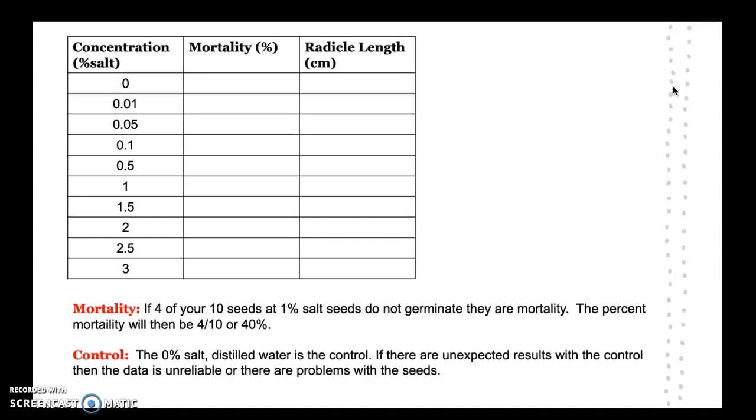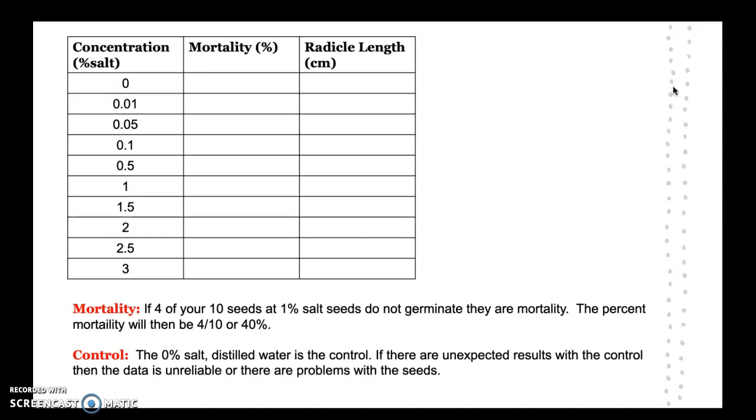Now, the other two things you're collecting data on will be the percent mortality and then the radicle length. That should be root length. So anyway, we've got root length and we've got mortality. And the mortality calculation is pretty easy. We're going to have 10 radish seeds that we're going to be growing. And if 4 of your seeds do not germinate, they are categorized as mortality, and then the percent is pretty easy. It's just 40%.